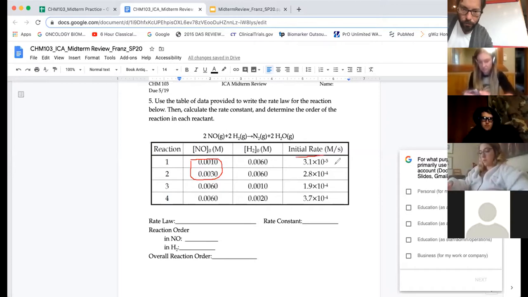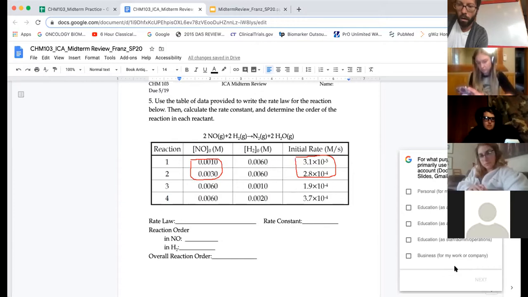Okay, right here. So if you take 0.003 divided by 0.001, you should get 3. And if you take 2.8 times 10 to the -4 divided by 3.1 times 10 to the -5, you should get 9. So something's changing. What is the order? The order in that relationship from 3 to 9 is second order. Okay? Now, if that doesn't make sense, you can also write it out.